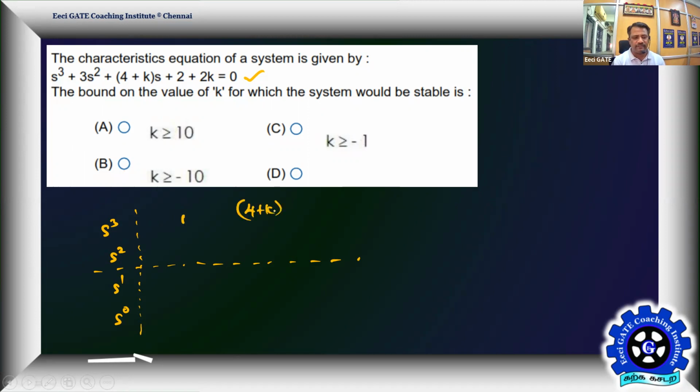Only coefficients of odd power terms in the first row. Then the second row will be due to even power. There is going to be 3 and then 2 plus 2k. That's all. Then the bound on the value of k for which the system would be stable is what we need.